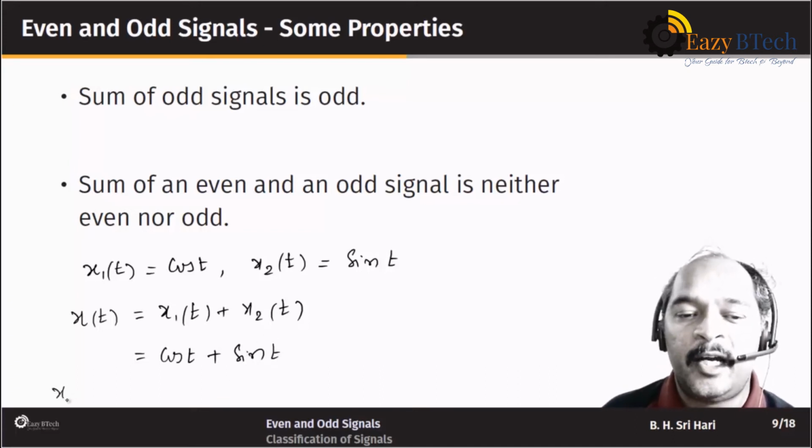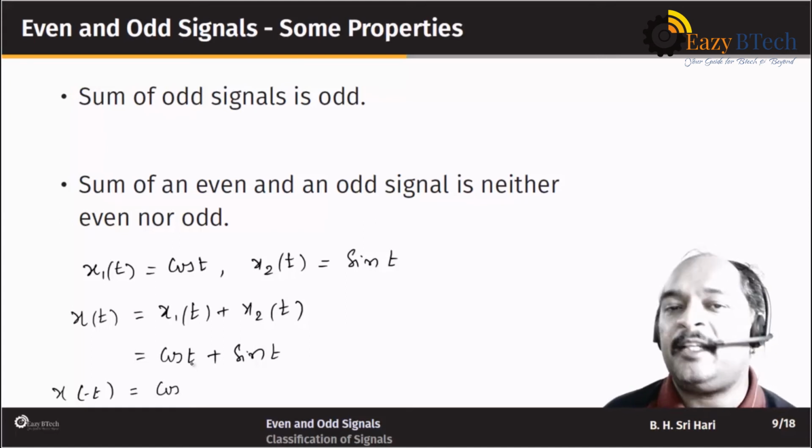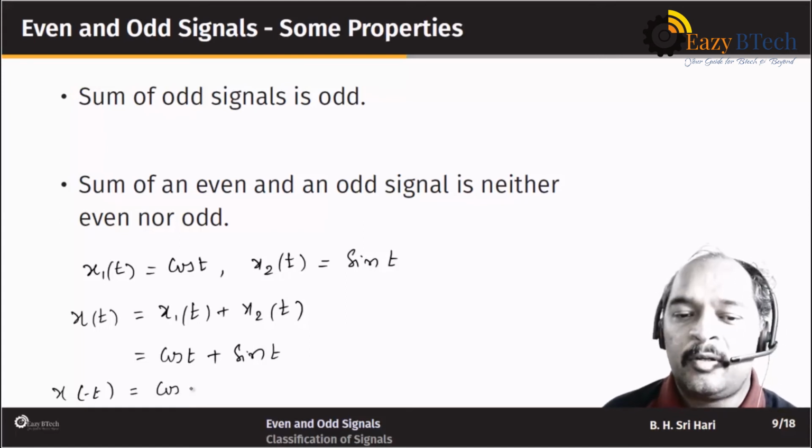So what is it that I have to do? I have to replace t with minus t. If you replace t with minus t, what will you get? Cos of, wherever there is t, you have to replace it with minus t. So cos of minus t is cos t. Again, wherever there is t, you have to replace it with minus t. Sine of minus t is minus sin t.